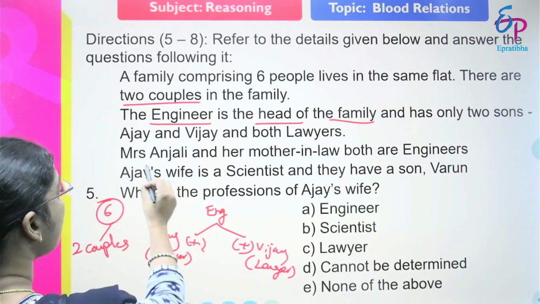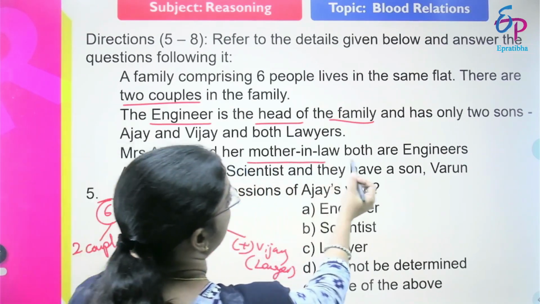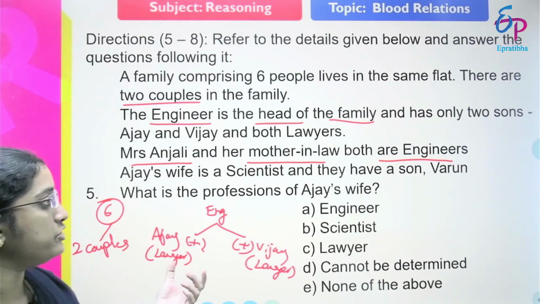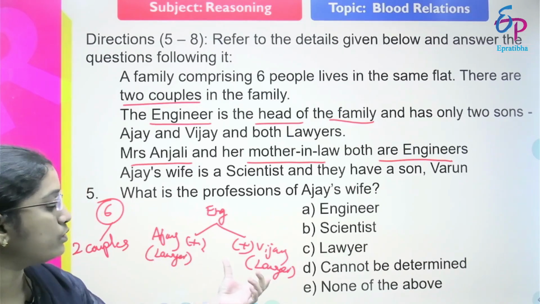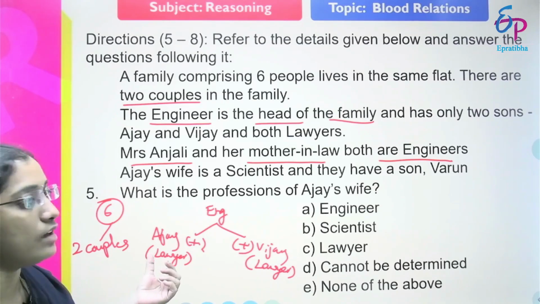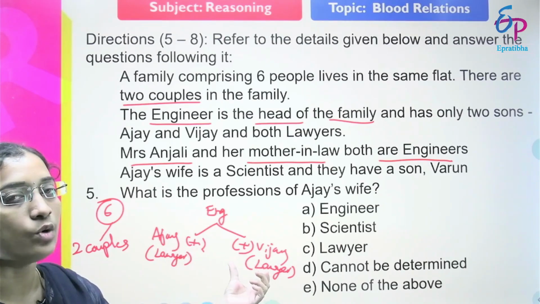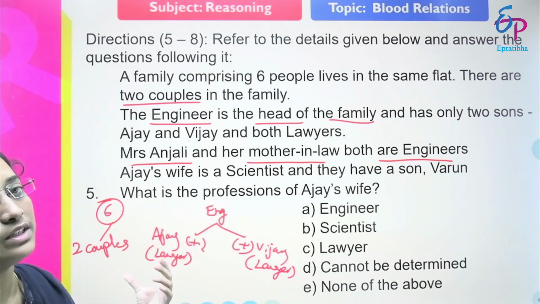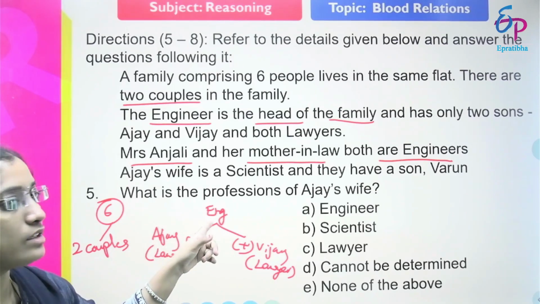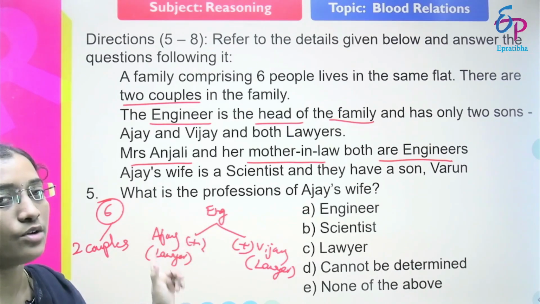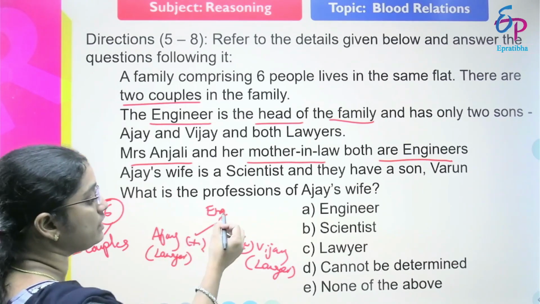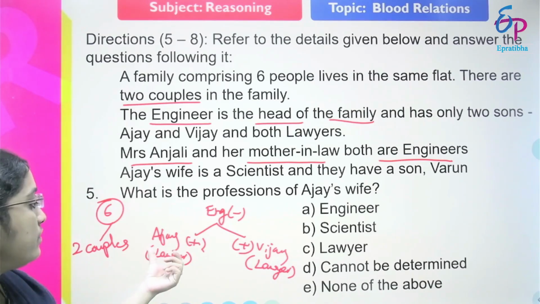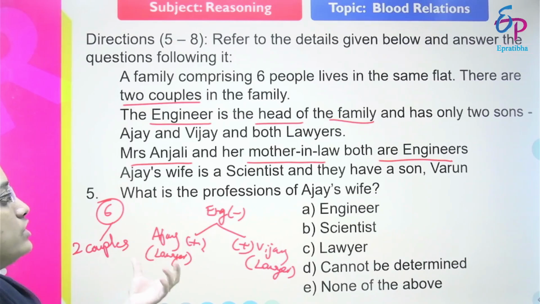Then next one, Mrs. Anjali and her mother-in-law both are engineers, okay. So here we are having 2 male persons. In case you take Anjali as wife of any one of these 2, then this engineer is the mother-in-law of that Anjali, and both are engineers. So that condition is also satisfied, friends. Mother-in-law and daughter-in-law both are engineers, so definitely this engineer is a female person. But for Anjali, whether she is the wife of Vijay or Ajay, we don't know exactly.